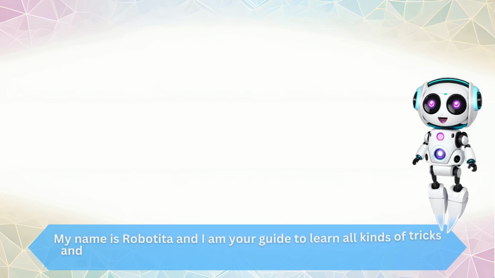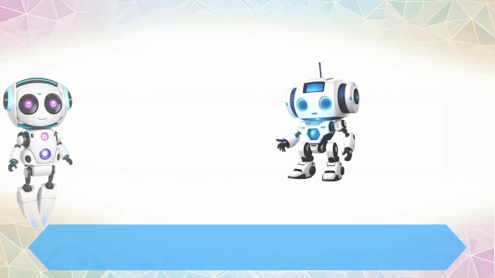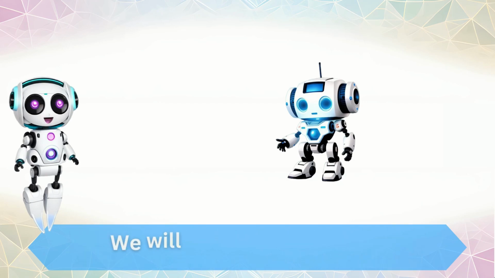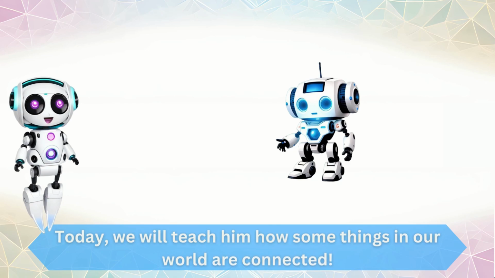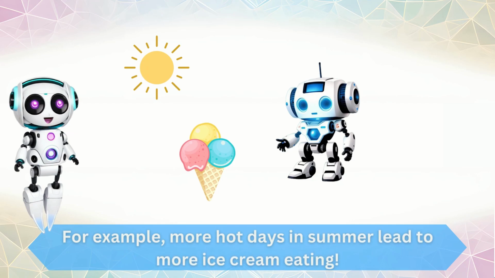My name is Abutita, and I'm your guide to learn all kinds of tricks and concepts about artificial intelligence and machine learning. My partner in crime today is called Linny. He wants to be an AI and asks us for our help. We will help him, of course. Today, we will teach him how some things in our world are connected. For example, more hot days in summer lead to more ice cream eating.